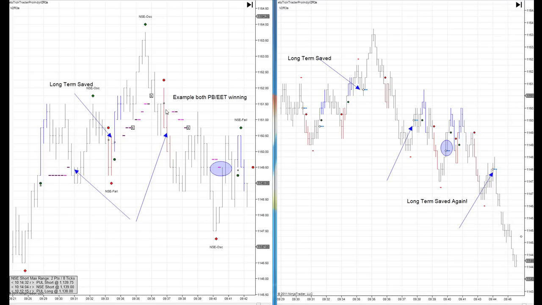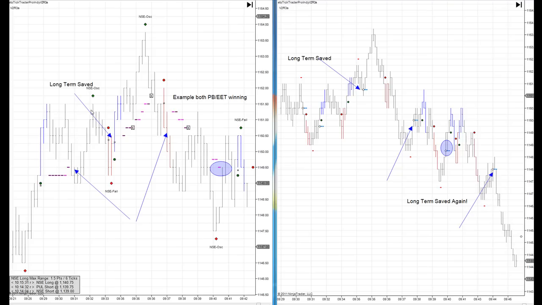Let me go step by step here. First trade of the day. This trade happened just before the opening bell, so it's not valid. I don't trade before the bell. I might trade pre-market an hour before the bell after a report, but not a minute. So the first trade of the day was a pullback trade, and we jump out for a quick 4 to 6, 7 ticks.